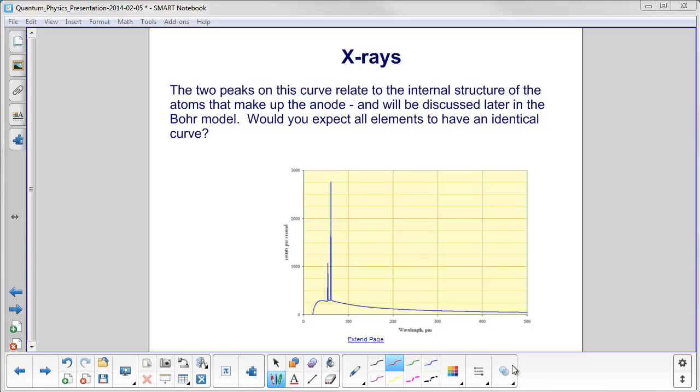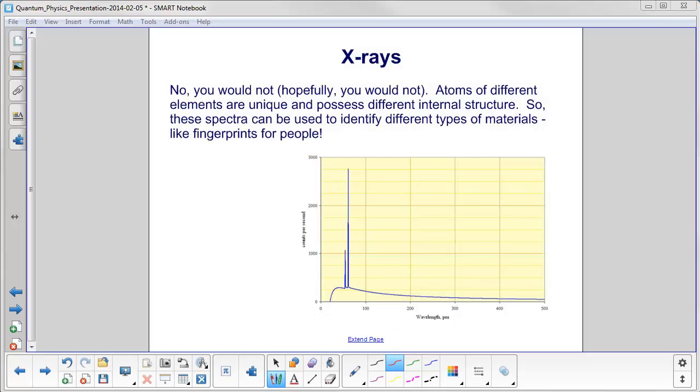So based on this, would you expect all elements to have an identical curve? In other words, when you measured the X-ray intensity due to the various wavelengths, you would get the exact same shape, this continuous Bremsstrahlung and the two peaks. Would you expect all elements to have the same curve? No, you would not. Well, hopefully you would not.